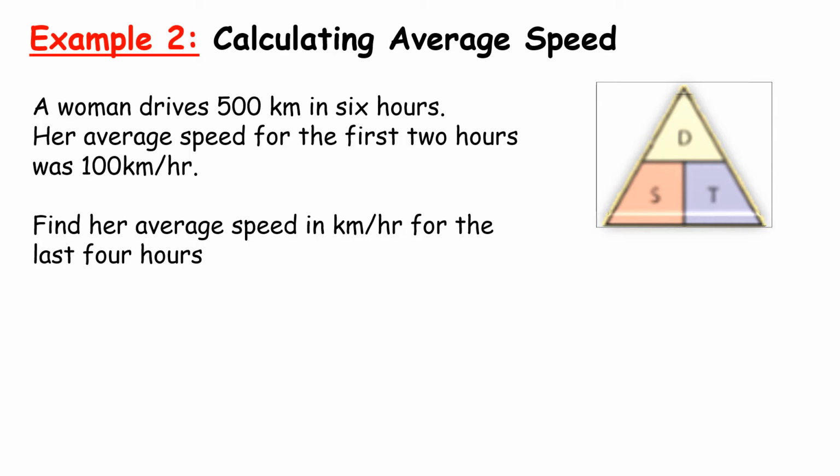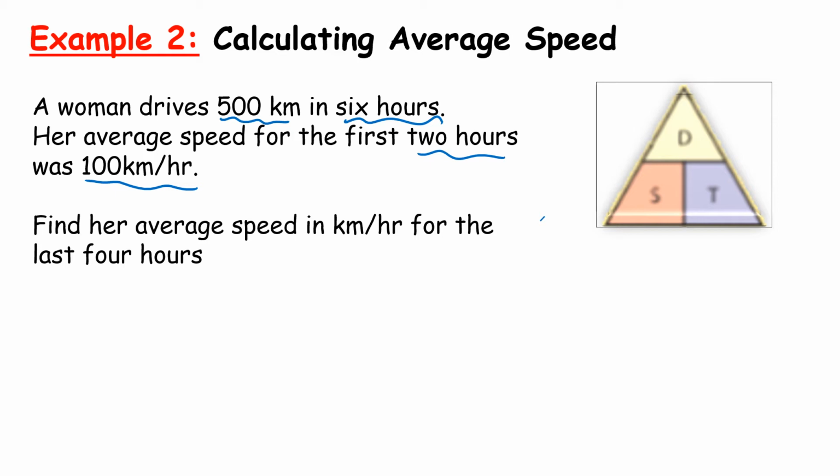Let's now look at a slightly more difficult question. So it's just not as straightforward. A woman drives 500 kilometers in 6 hours, and her average speed for the first 2 hours is 100 kilometers per hour. Find her average speed in kilometers per hour for the last 4 hours. Okay, so quite a difficult question. So let's figure out something.